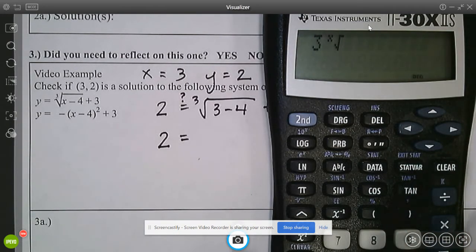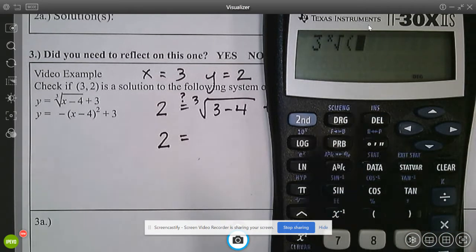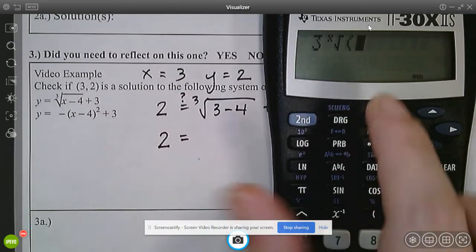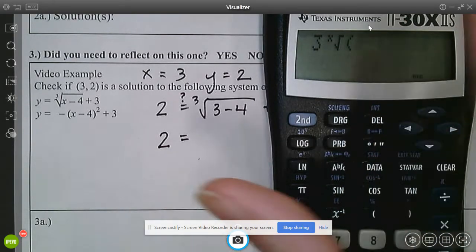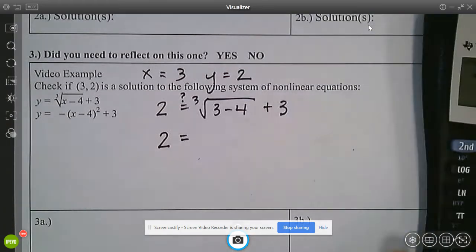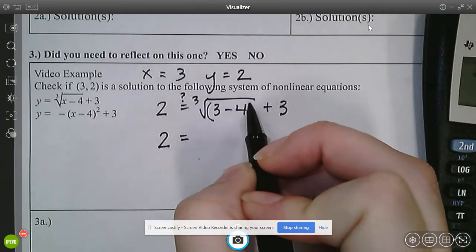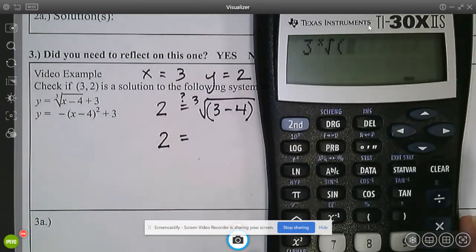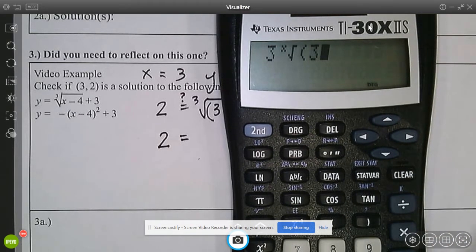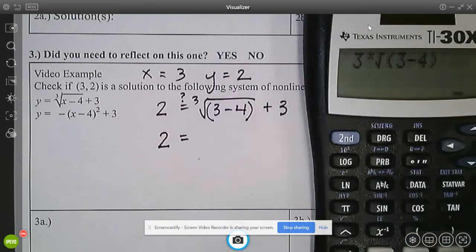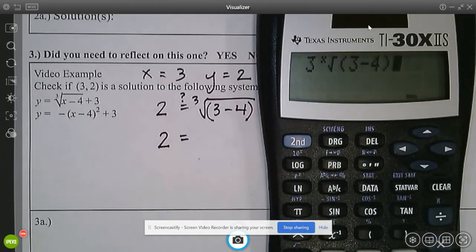Now, it doesn't automatically have a parenthesis that pops up, so we need to type it in. And the reason we're typing it in is because we have to tell this calculator what numbers are under the radical and which numbers are not. So what's under the radical is this 3 minus 4. So in my calculator, I want to make sure that the 3 minus 4 is in parentheses. I close that, and then I've got that plus 3 at the end.